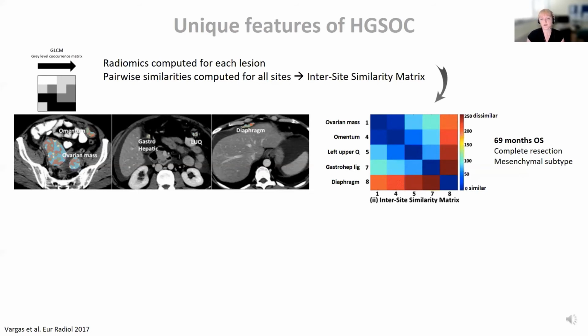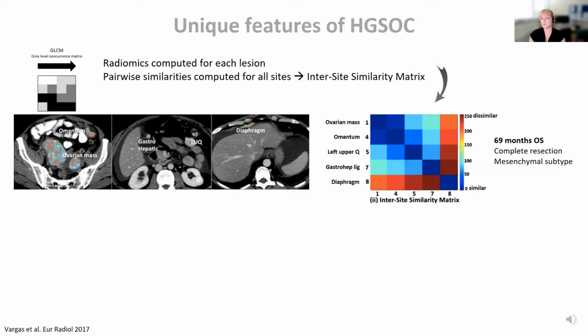And this is a study that showed this nicely, and the authors of this study, they computed textural features for different disease or cancer deposits in the abdomen, and then they computed dissimilarity or heterogeneity between the different sites in the abdomen, and they visualized the heterogeneity using these matrices, and the more red and yellow boxes you see on this matrix, the more heterogeneous the disease is.